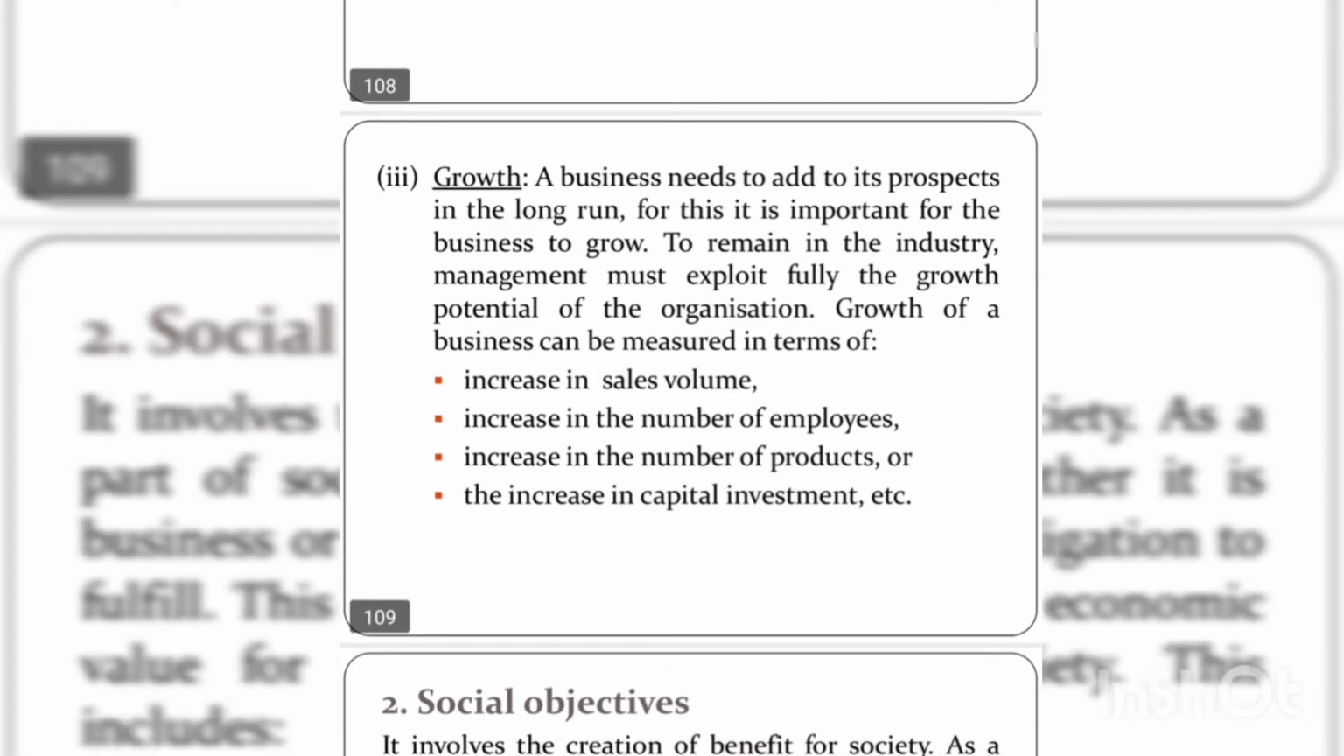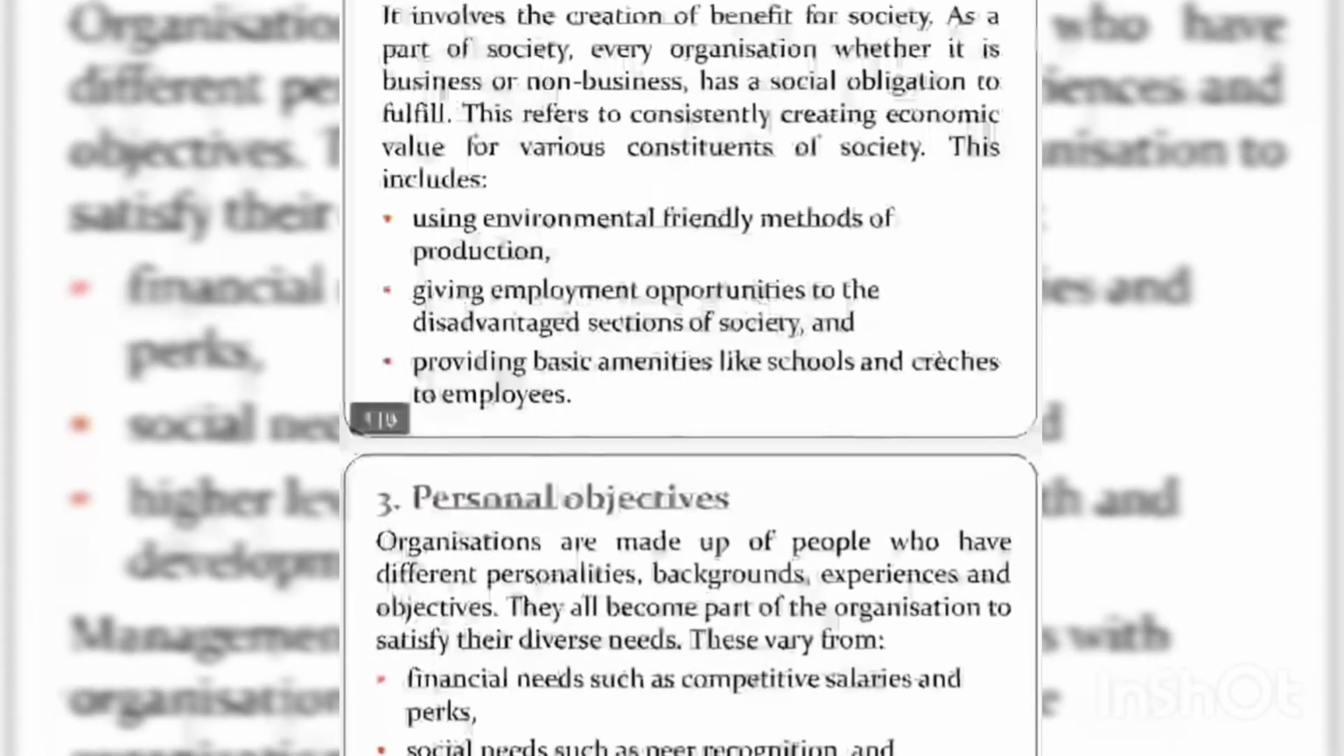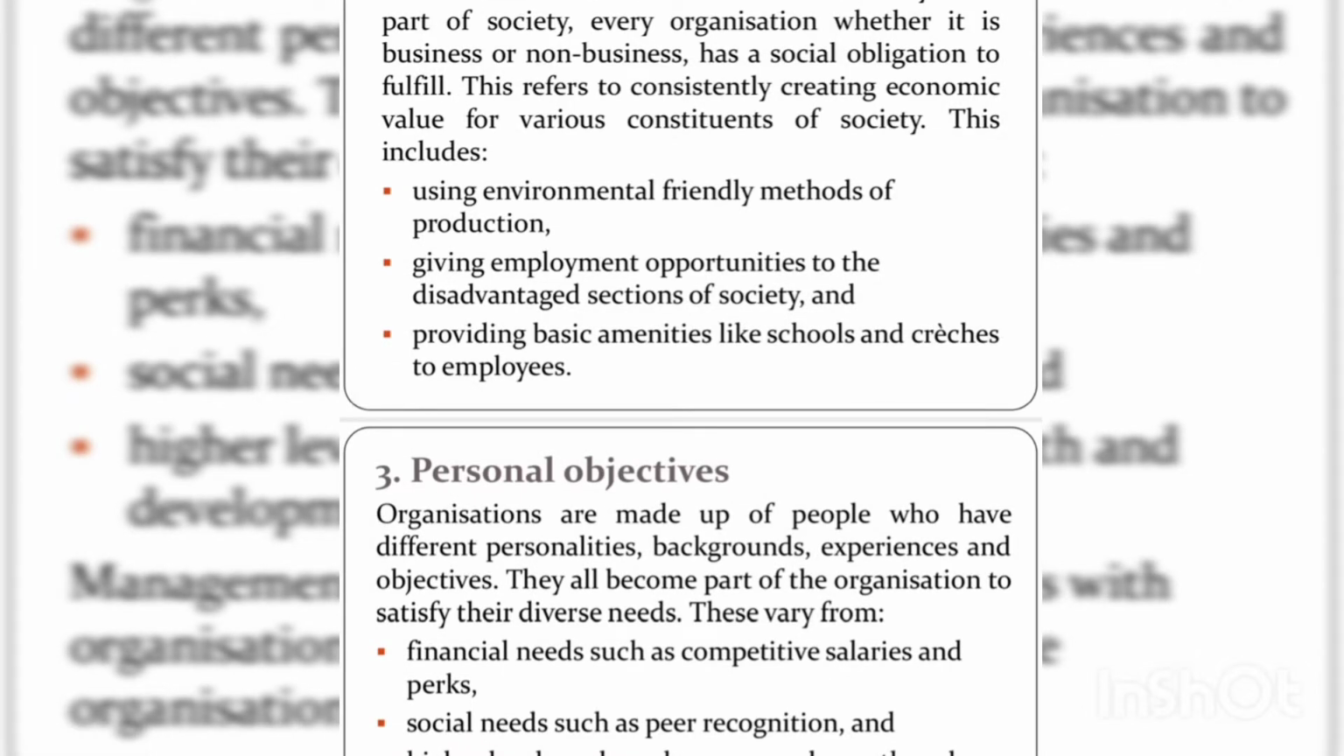Then we have a social objective. Social objective refers to the objectives which are desired to be achieved for the benefit of the society, whether it is a business or a non-business, social or anything else. Basically, it is considered that when an organization creates economic value for various parts of the society, we call it that it has fulfilled its social objective. Examples include supplying a good quality product at fair prices, conducting business in a lawful manner, and generating employment, basically for the weaker section.